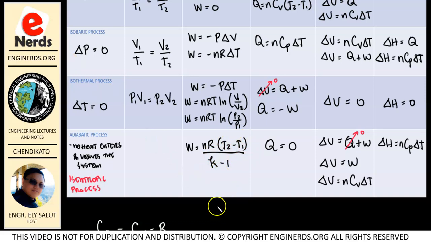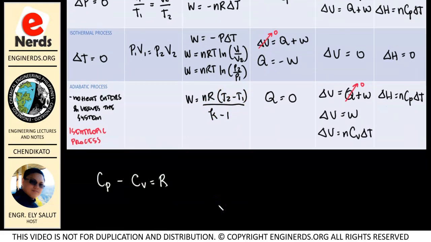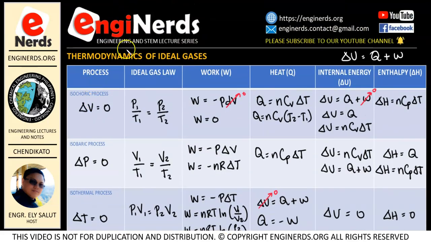And we actually discussed this in our video about heat capacity, or specific heat. And we learned from that video that our K is actually the ratio of CP over CV. Okay? And also CP and CV have this relationship: CP minus CV is equal to R. And we also discussed this in our video about specific heat. Now, how about for this ideal gas law?